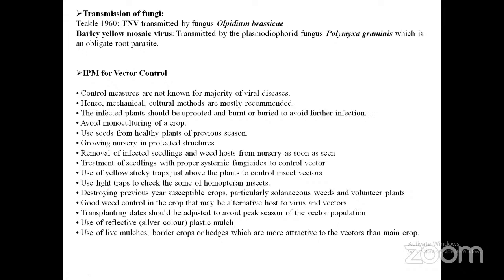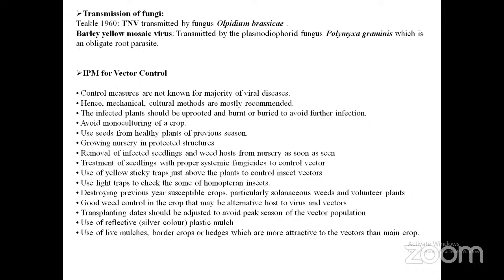Avoid monoculturing of a crop, use seeds from healthy plants of the previous season. All these things we already know, but these are important factors which determine the effectivity of virus in the fields. Growing nursery in protected structures, removal of infected seedlings and weed hosts from the nursery as soon as seen, treatment of seedlings with proper systemic insecticides to control the vector.